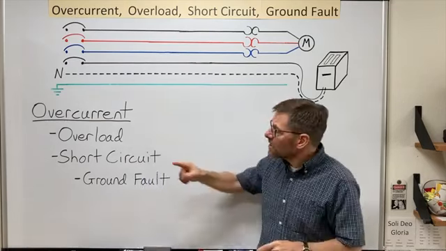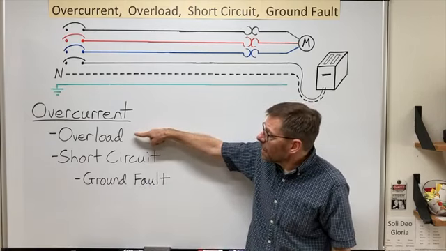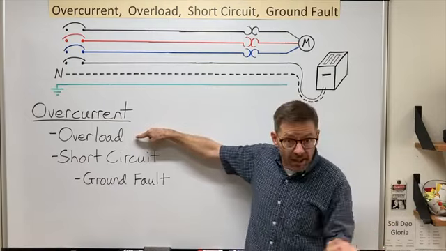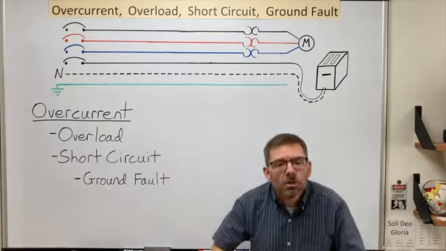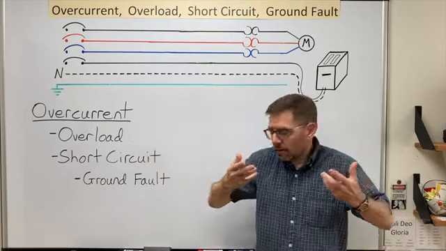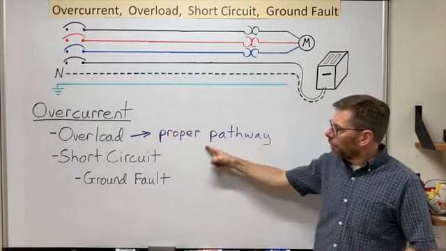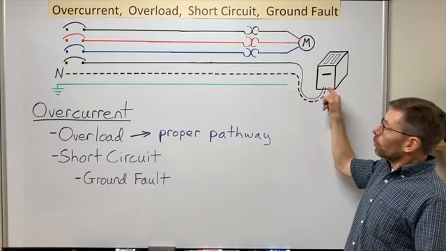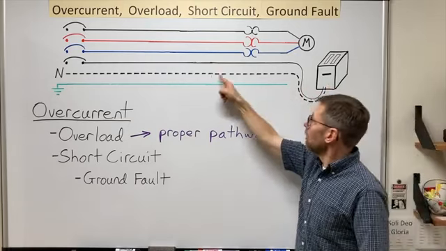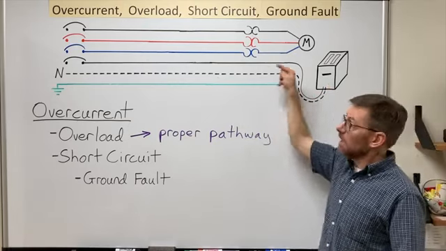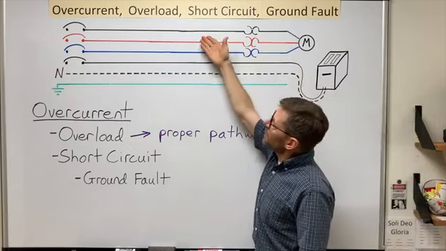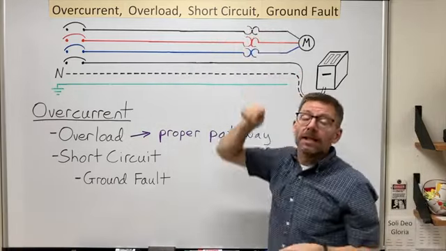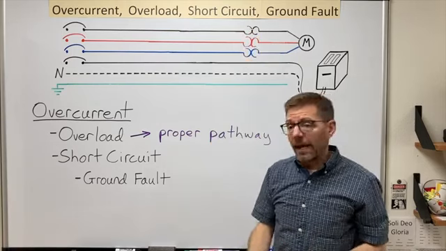But one thing I want to say about overloads is that the current is flowing in the proper pathway. There's just too much of it. By proper pathway, I mean that the current is going down the hot, through the load, and back the neutral. Back and forward, it is AC. Or in a multi-phase situation, it's going back and forward on the appropriate conductors in the intended way.